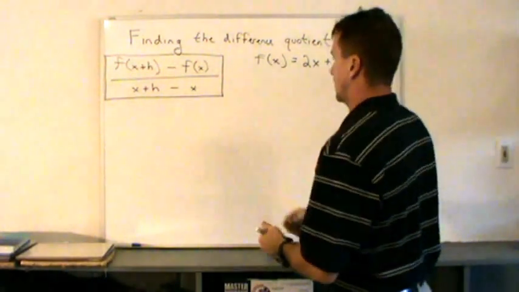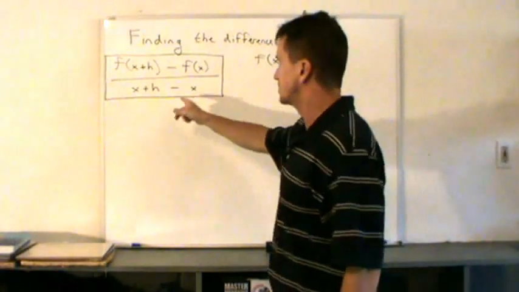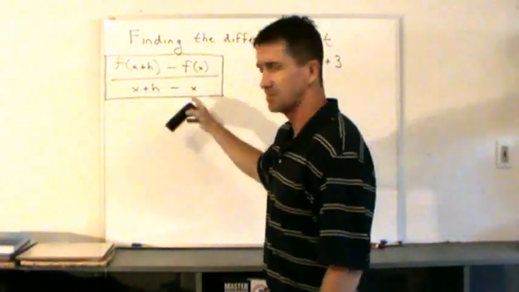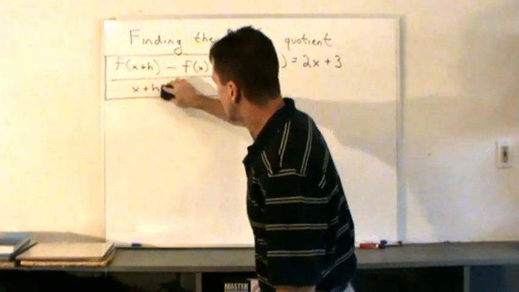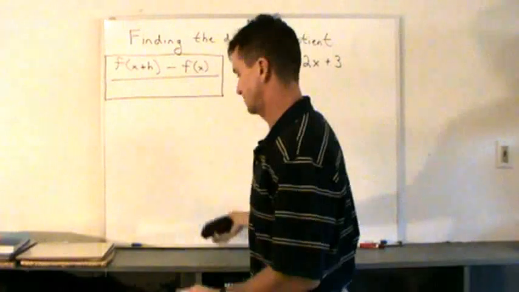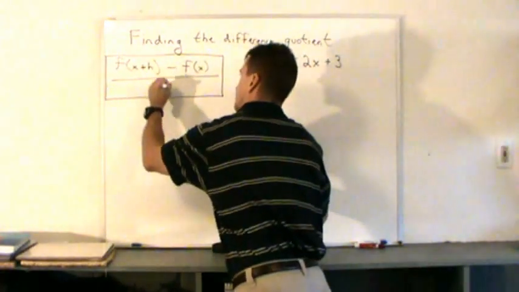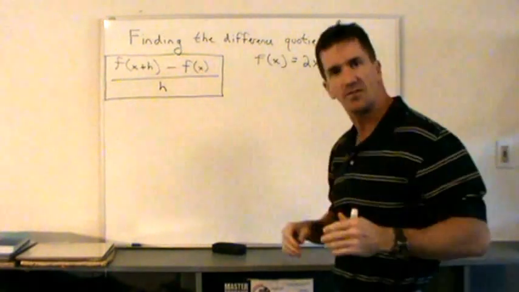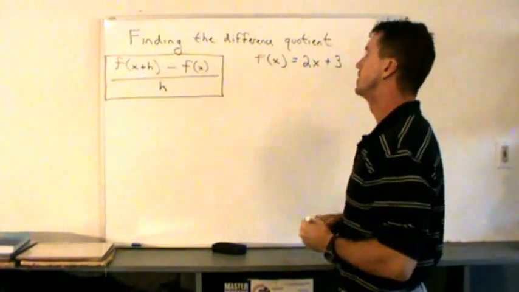So we'll set this thing up. Oh, and by the way, before we start, this equation can be simplified. x plus h minus x. Yeah, x minus x is 0. So this denominator here is just h. So let's use that. We're going to find the difference quotient for f of x equal to 2x plus 3.